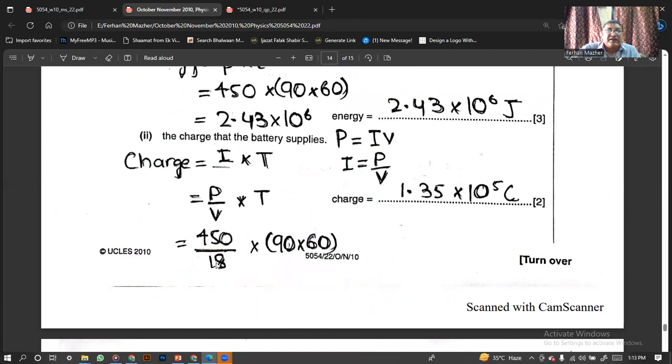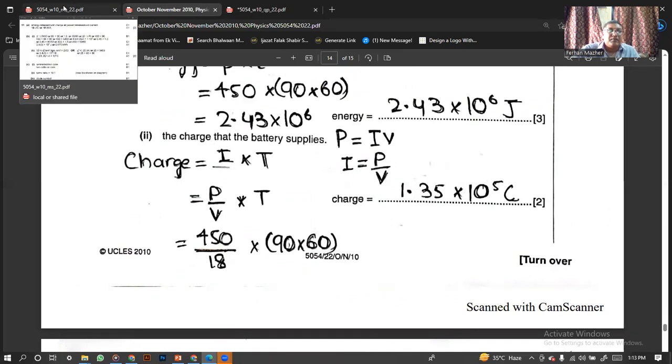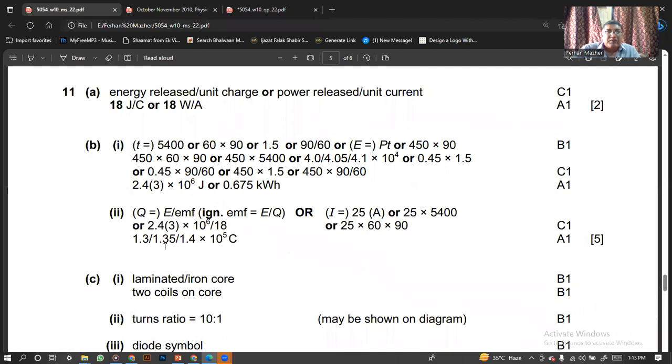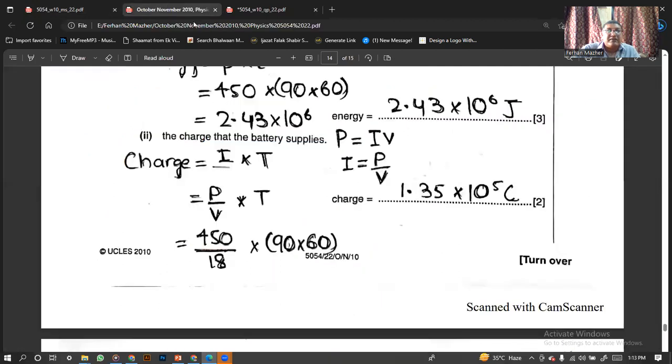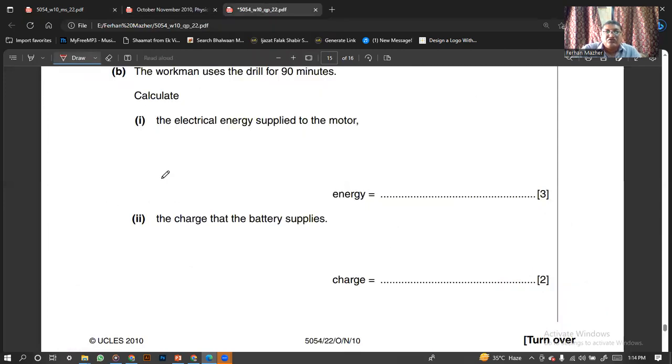That's 450 divided by 18, multiplied by the time, which will be taken in seconds. Here, 100% the time is taken in seconds. So 90 into 60, and you will get 1.35 × 10^5 coulombs. 1.35 × 10^5 coulombs is the right answer. The charge is current multiplied by time, and the current is power divided by voltage. These are the two different formulae which we have used.